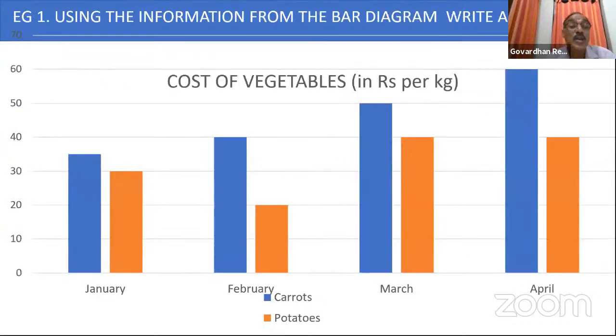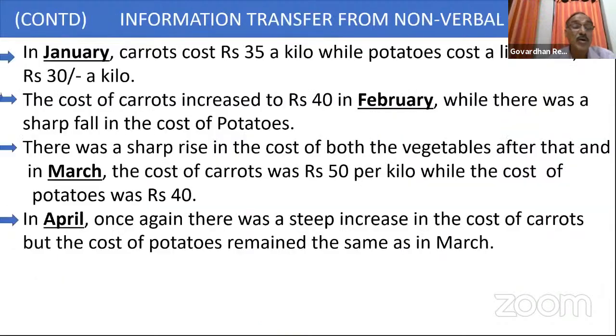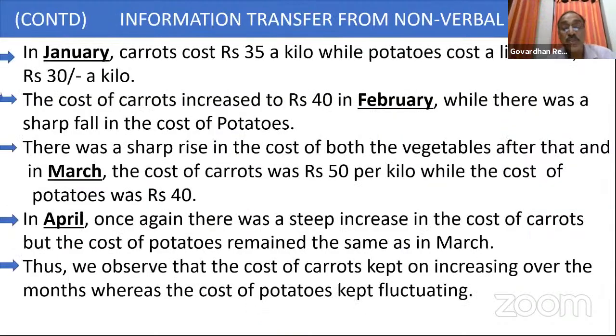Finally, we can write one sentence on the conclusion. We can find that the cost of carrots goes on increasing. It doesn't decrease in any month, while the cost of potatoes is fluctuating. From January to February, it has decreased. Again, it increased from February to March, and from March to April, it's constant. That you can write as another line. Thus, we observe that the cost of carrots kept on increasing over the months, whereas the cost of potatoes kept fluctuating. Fluctuating means up and down.